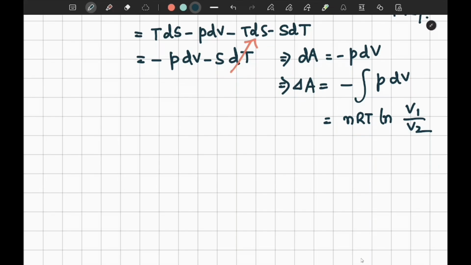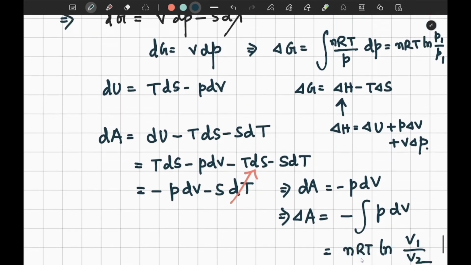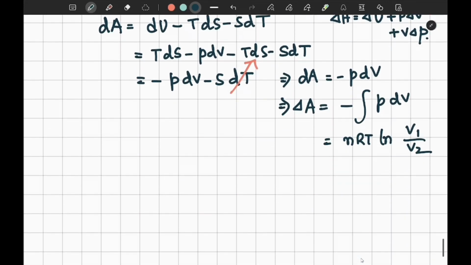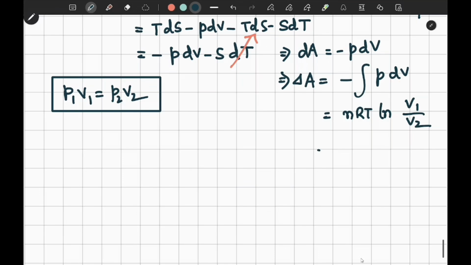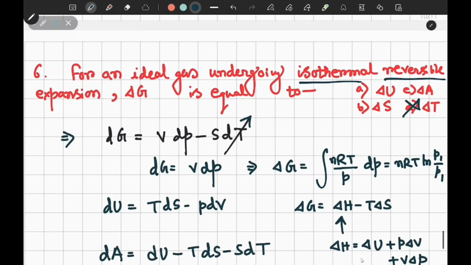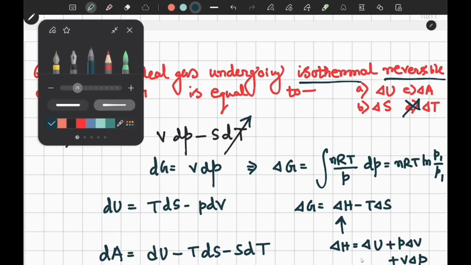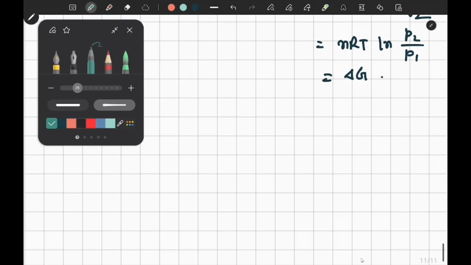Okay. So this is an isothermal process. That means P and V are changing, so P1V1 equals P2V2 from Boyle's law. This should be followed by the ideal gas, because this is an isothermal process. So here nRT ln(V2/V1) equals nRT ln(P1/P2). So it is essentially equal to delta A. The correct option should be our delta A. Okay, so this is our question number 7.